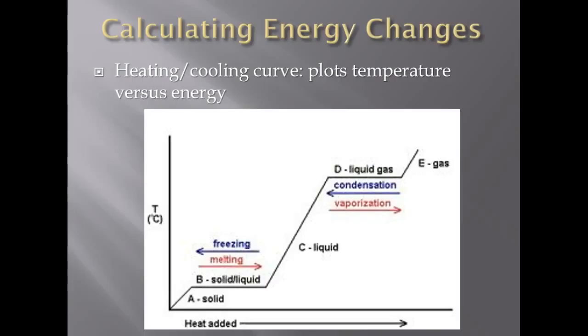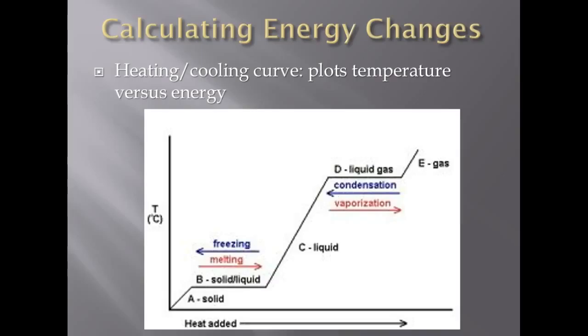So big things you need to take away from the graphs. The slanted parts, like section A, C, and E, are all where the temperature changes are occurring. So that would be heating or cooling if it was the opposite. The flat parts are where the phase changes occur. And we know that the phase changes because there's no change in temperature, but we're continuing to add energy. So the flats are your phase changes, the slants are the temperature changes.